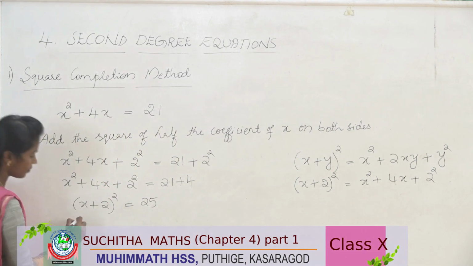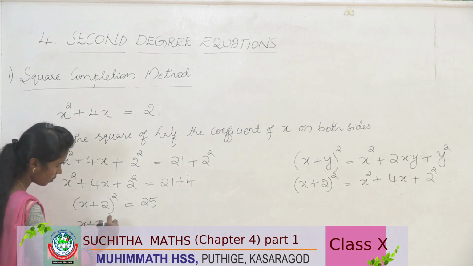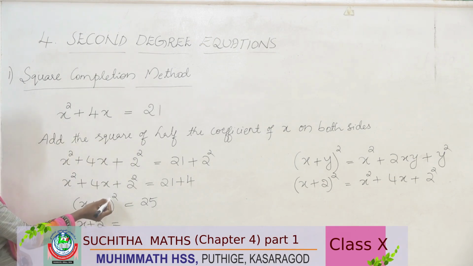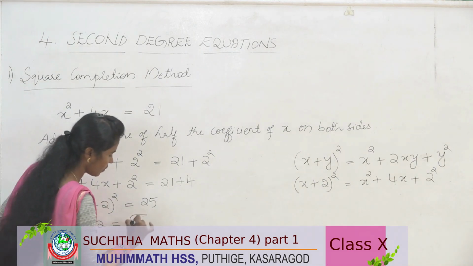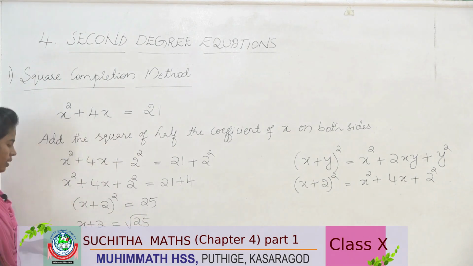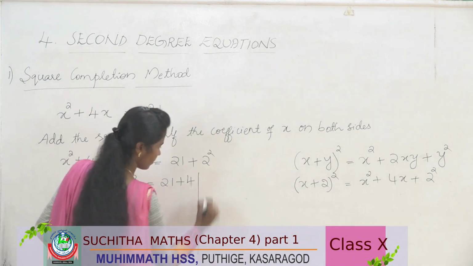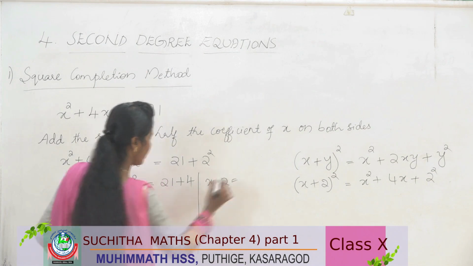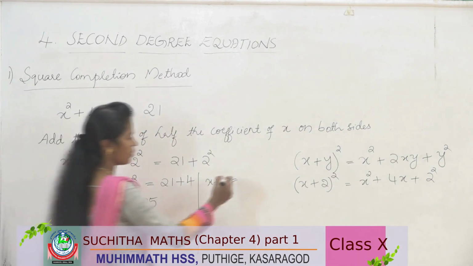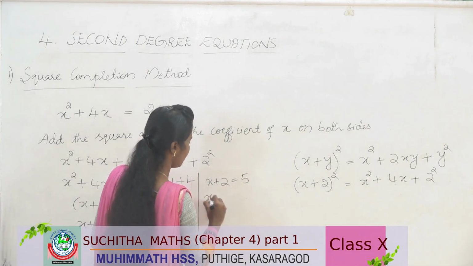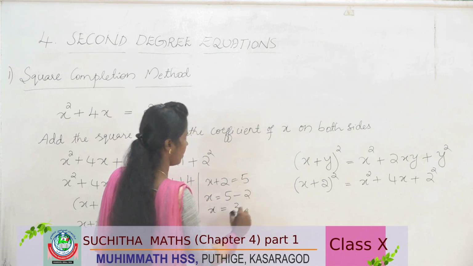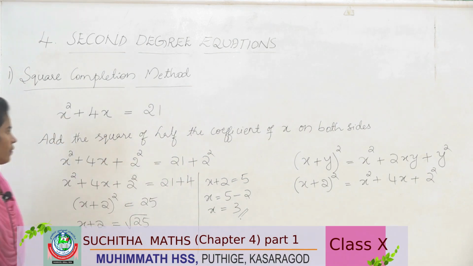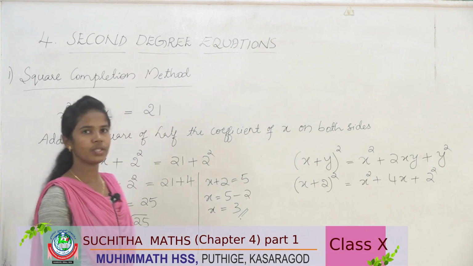Now x plus 2 equal to, remove the square, here it becomes square root of 25. So x plus 2 equal to square root of 25, which is 5. Therefore x equal to 5 minus 2, that is x equal to 3. Here we find the value of x by using square completion method.